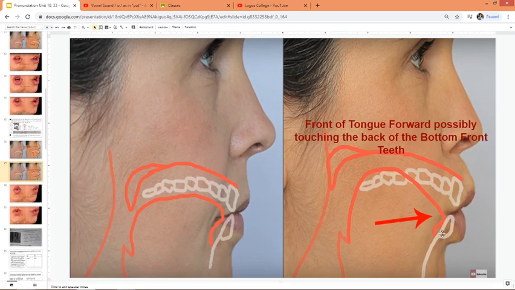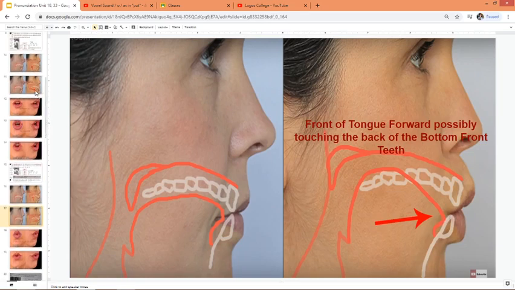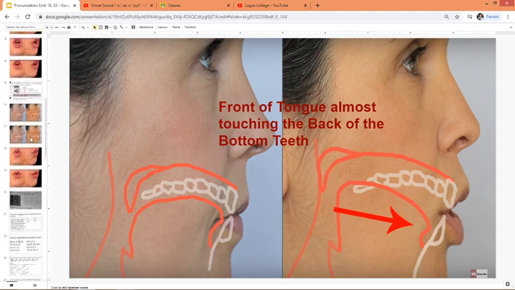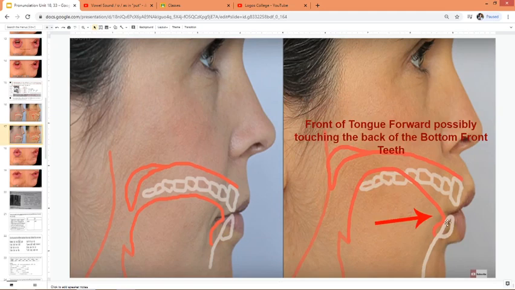Now this is a little different from the foot sound because the front of tongue moves forward. It could possibly touch the back of the bottom front teeth, right? Whereas the foot sound, it doesn't touch. Here, the ooh sound, it could touch. Maybe it doesn't, maybe it does.